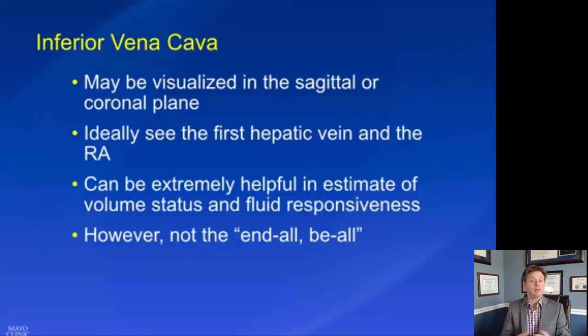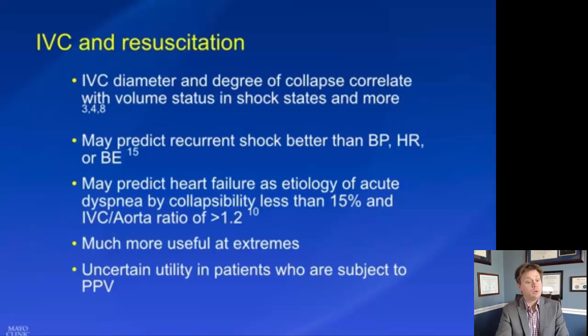It can be extremely helpful in estimates of volume status and fluid responsiveness, but it's not the end-all be-all that everybody thought it would be when the research first started coming out. So we do know, however, that IVC diameter and the degree of collapse does correlate with volume states in shock and more, and that it may actually be a better predictor of shock than other vital signs or laboratory studies. It can predict heart failure pretty well, but it's much more useful, I found, at its extremes.